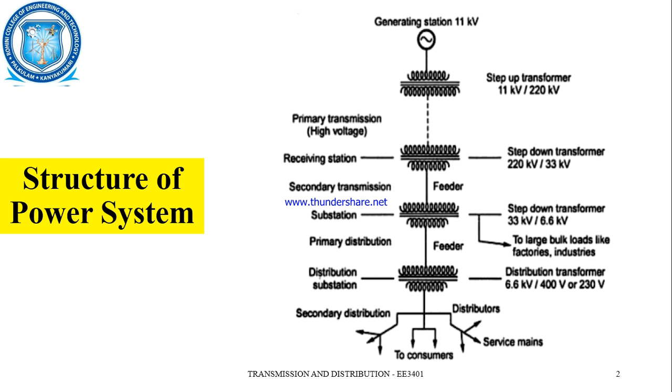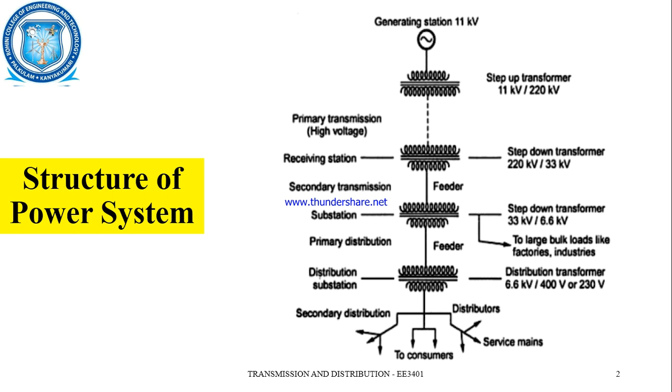the primary transmission ends at a receiving station which is present at the outskirts of the city, where many households are not there. That's the receiving station place. It is a transmission substation. There the electric voltage is being stepped down from 220 kilovolt to 33 kilovolt, because after the receiving station, the electricity is then transmitted at a secondary level, not at the primary level. It is a secondary level of transmission.